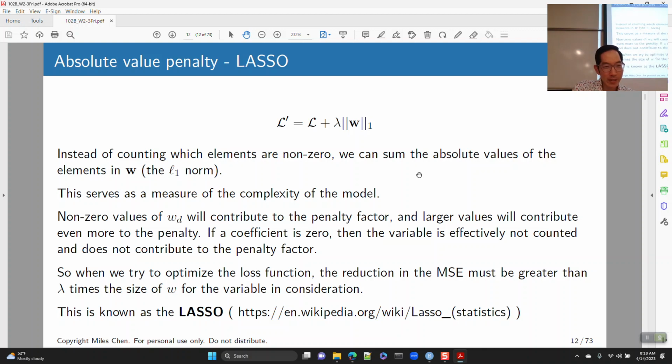Okay, and that can serve as a measure of the complexity of the model. Now, basically, if you have a non-zero value of W, that's going to contribute to the penalty factor, and larger values of W contribute more to the penalty. If one of the W's is 0, then that variable does not contribute to the penalty factor, and it makes sense because if your coefficient's 0, that's not really a term in your model, okay?